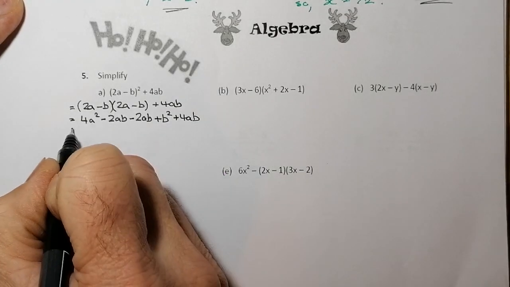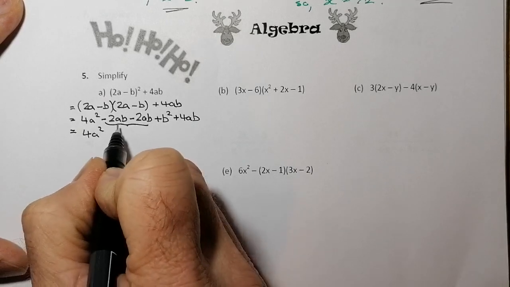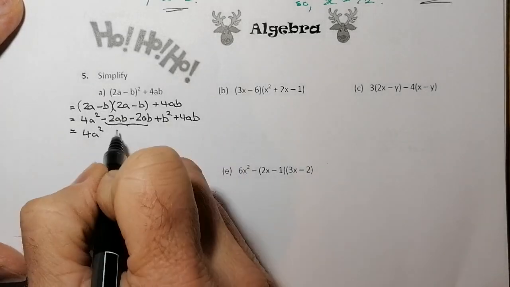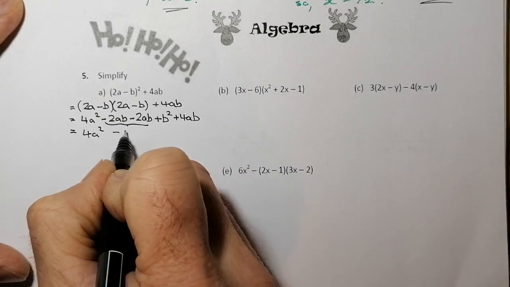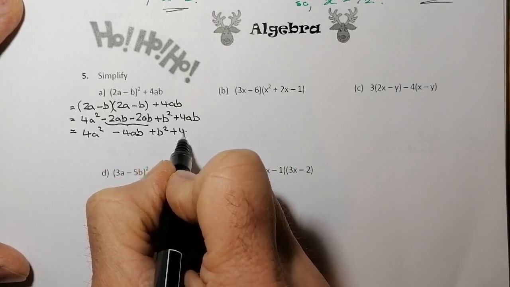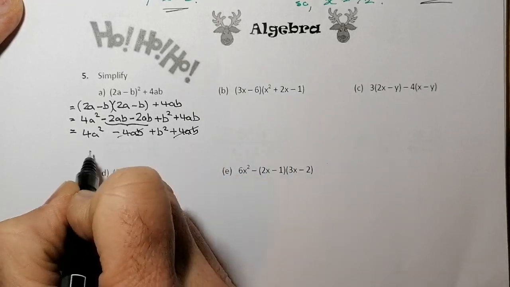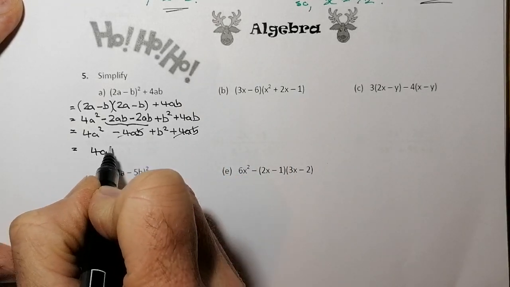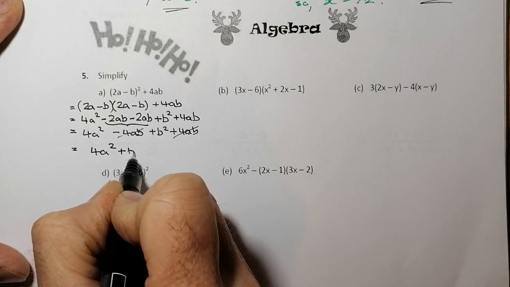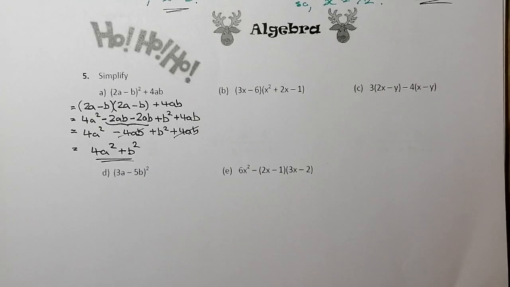So from gathering these up, as usual when you multiply out by FOIL, that's going to give me a negative 4ab there. I've got plus b squared and I've got plus 4ab. I can see that these are going to cancel out because they're going to make 0. So I've got 4a squared plus b squared done. Okay, so that's that one multiplied out.